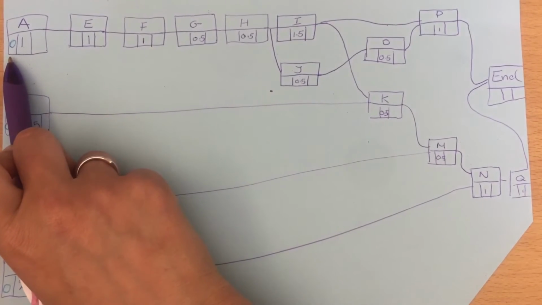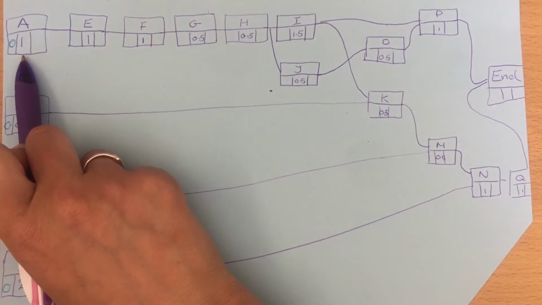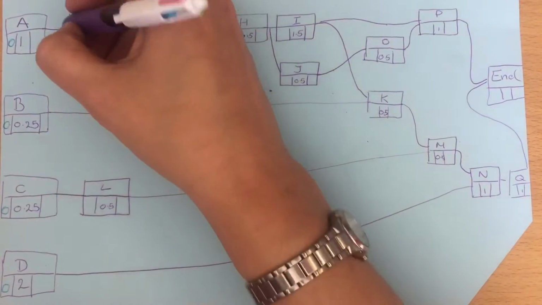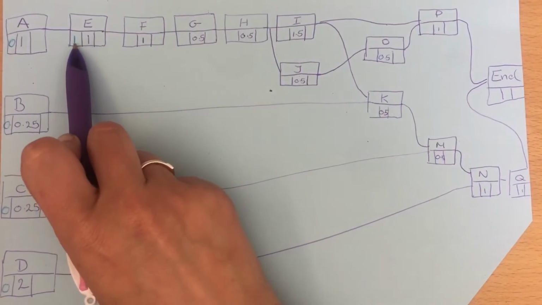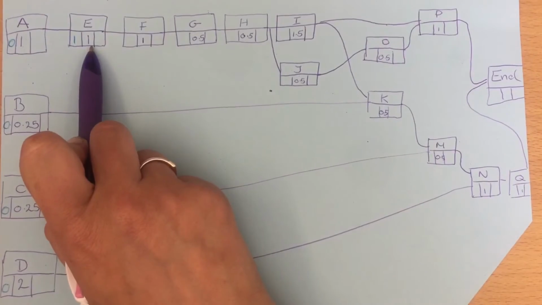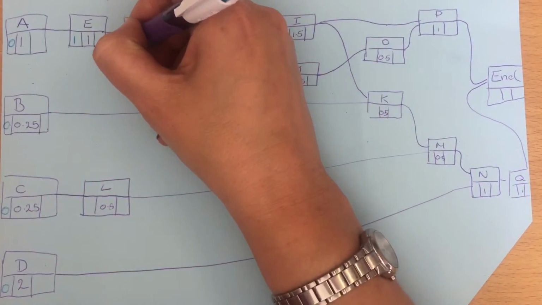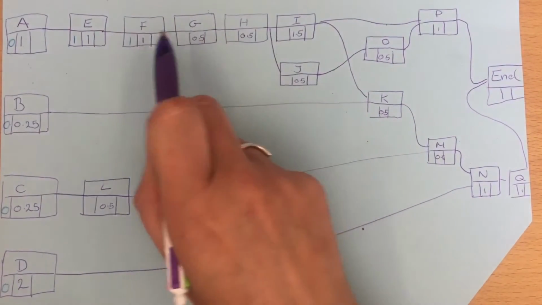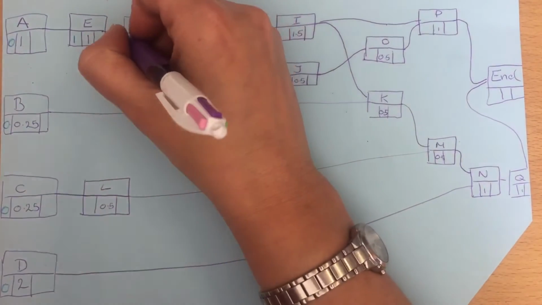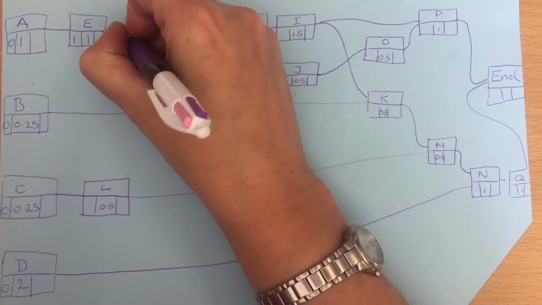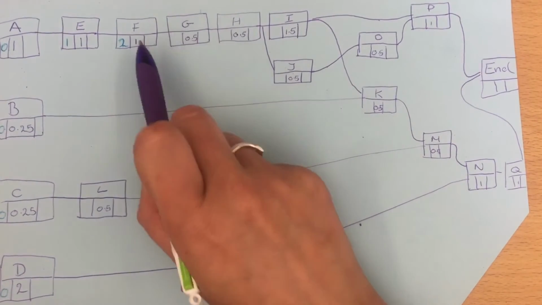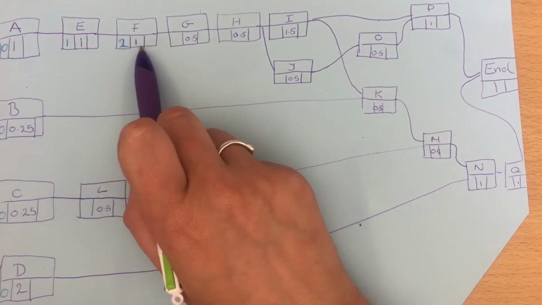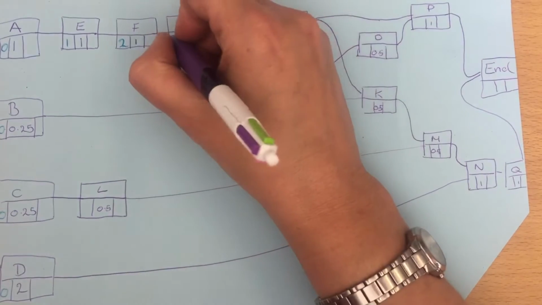So if A can start at 0 and takes 1 hour, then E has to wait that 1 hour before they can start. F is going to wait the hour that E waited and the hour for E to do their thing. G is going to wait... Oh, no, that's a 2. You're an idiot, Nicola. G is going to have to wait the 2 hours that F waited and the hour for F doing something.